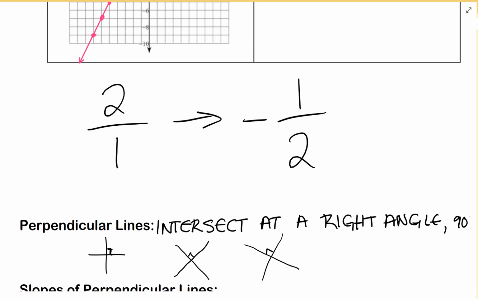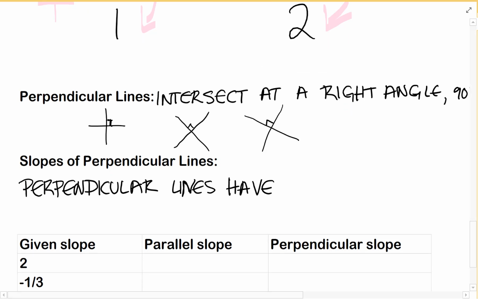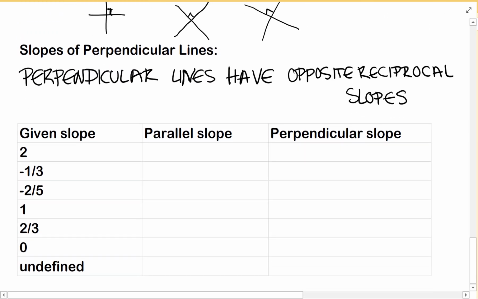How does that happen? Well, they changed the sign, so it went from being positive to negative, and they flipped the fraction. So it went from 2 over 1 to 1 over 2. Okay. Change the sign and flip it. There's actually a math label for that. The perpendicular lines have opposite, meaning change the sign, reciprocal, meaning flip it, slopes, and that's all talking about the slope. Perpendicular lines have opposite reciprocal slopes.